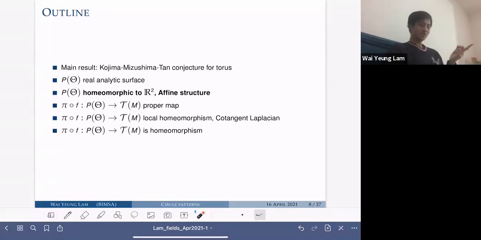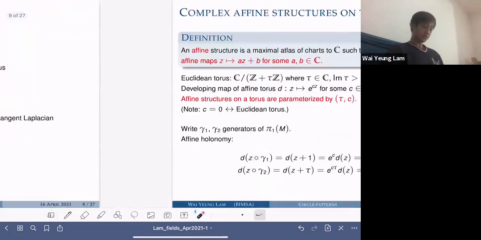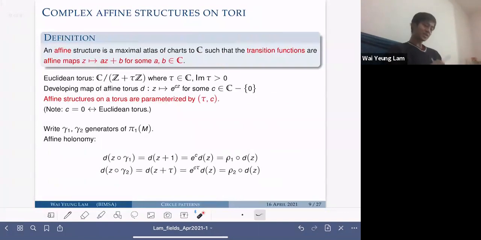If I really know that it is a real analytic surface, I want to know what the topology is. It turns out it's homeomorphic to R2. There we need to talk about affine tori. So, complex affine structures on tori. An affine structure is a maximal atlas of charts to C such that the transition functions are affine maps. These are the affine maps, az plus b.